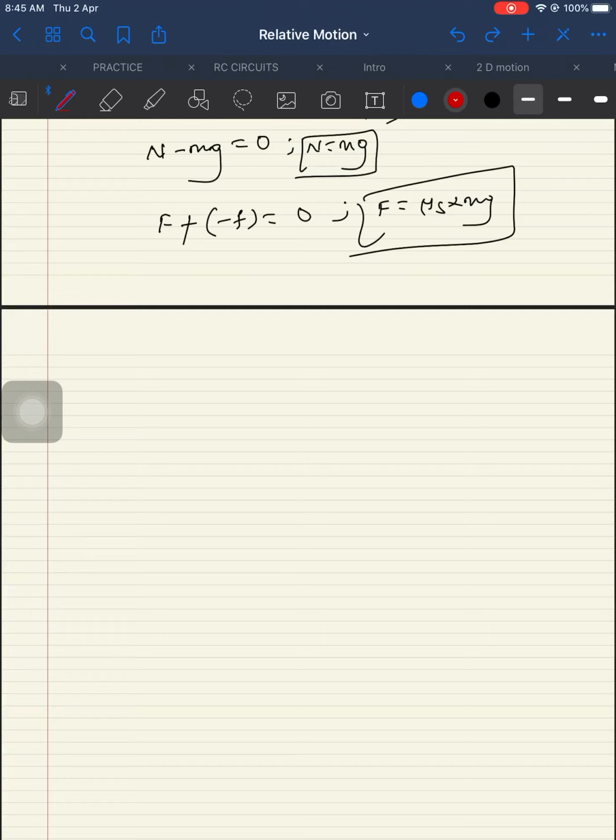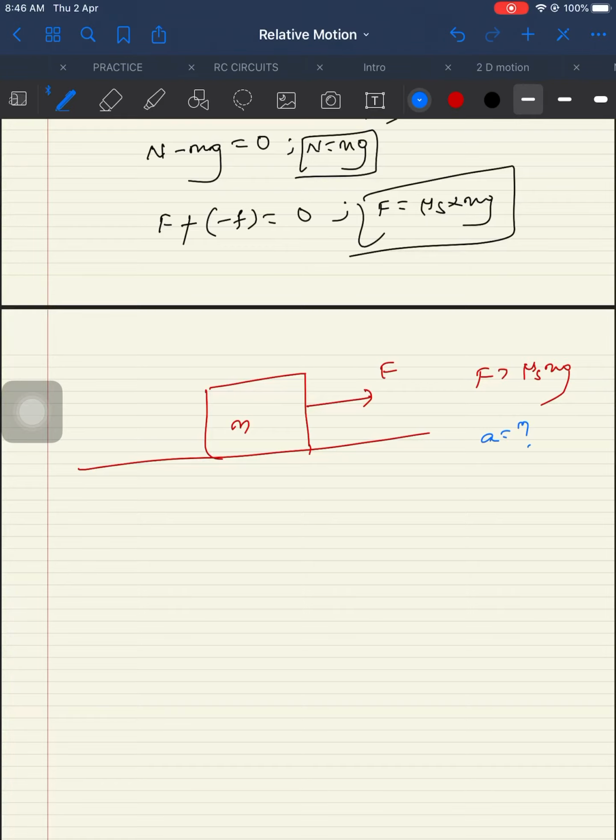I will change the question now. Now the question is changed to: this is the applied force and this is mass m, and the force F is greater than mu s times mg. Find the acceleration of the block.